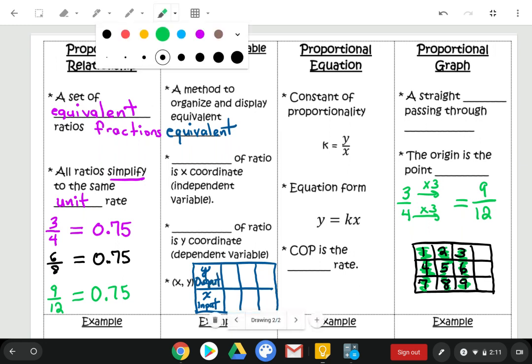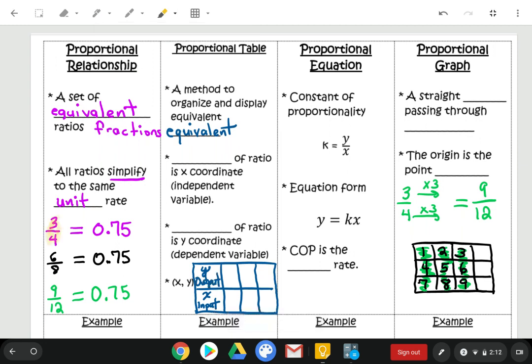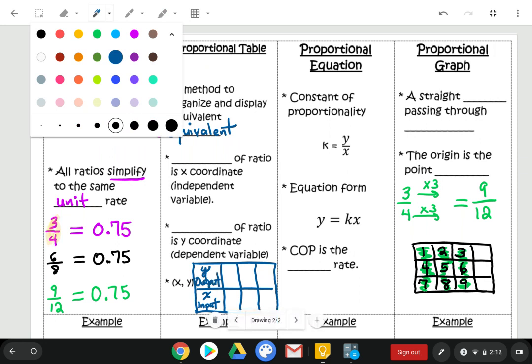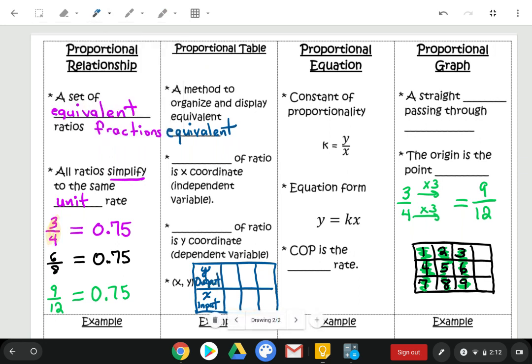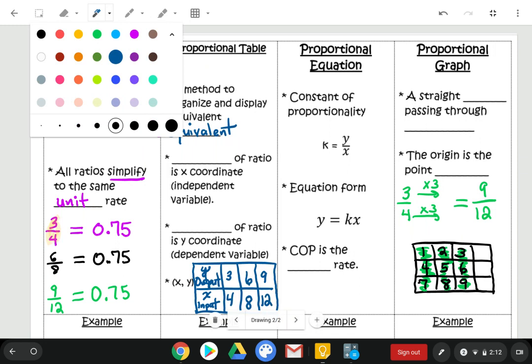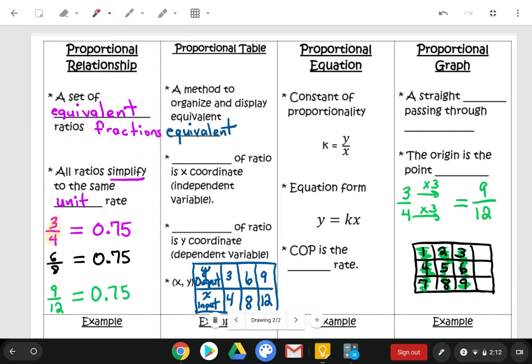So I have the fraction 3/4, right? All I'm doing is putting that fraction in the table, 3/4. And then my next fraction is 6/8. And then the last fraction is 9/12. Guys, also be aware that that table can also be in vertical form.